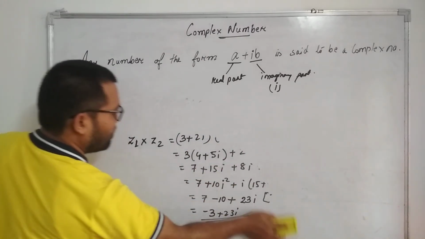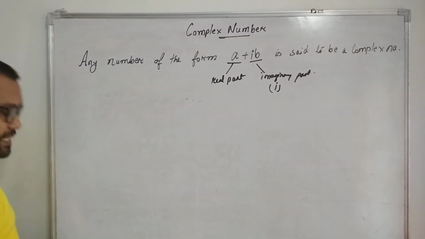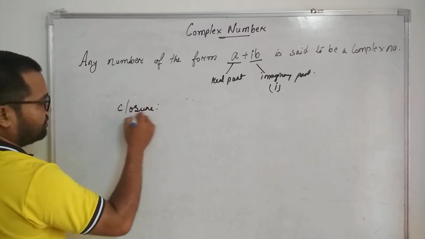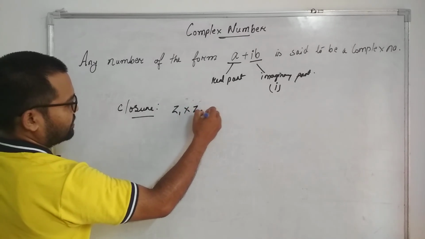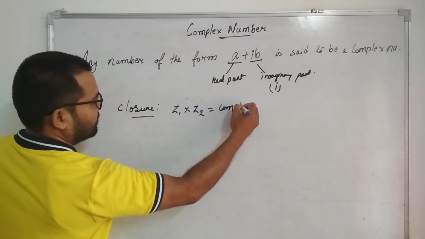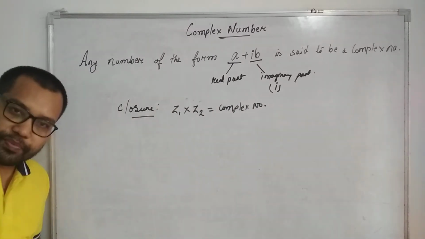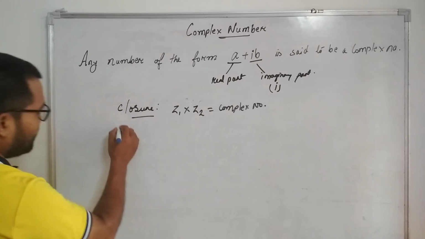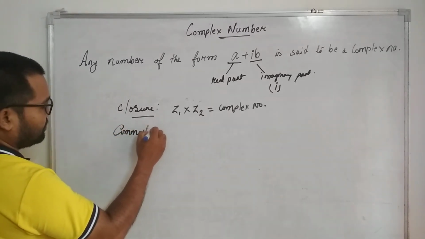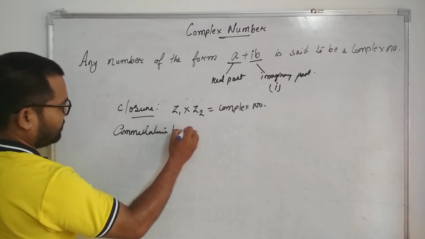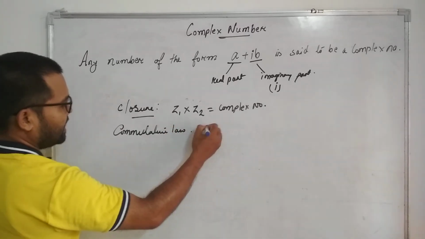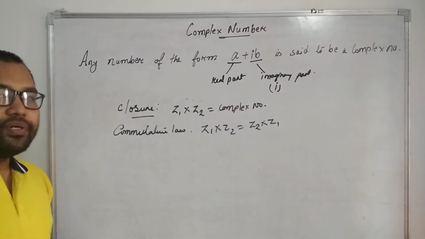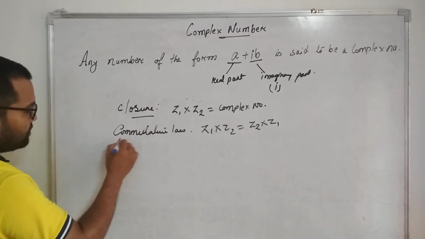Now we have various properties for multiplication. Let's see. Closure property: z1 into z2 equals a complex number. This is what I call the closure property. If we multiply two complex numbers, the answer we get is a complex number. Second, commutative law. Commutative law is also simple. If we multiply z1 into z2, we will get the same thing as z2 into z1.